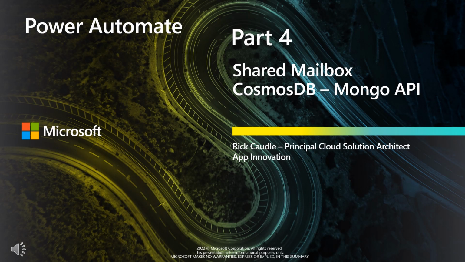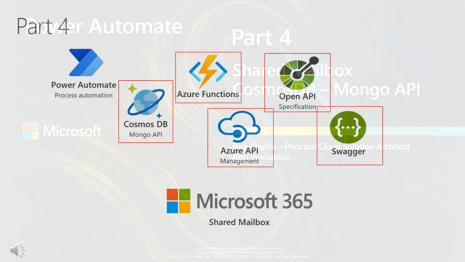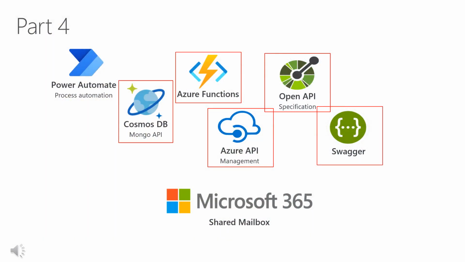In part 4, we'll cover and explore other options, like how to handle a situation that requires us to use CosmosDB with the Mongo API. In part 4, we'll be focusing on the areas highlighted in red, as this scenario will require us to leverage Azure functions and to optionally expose a custom connector.